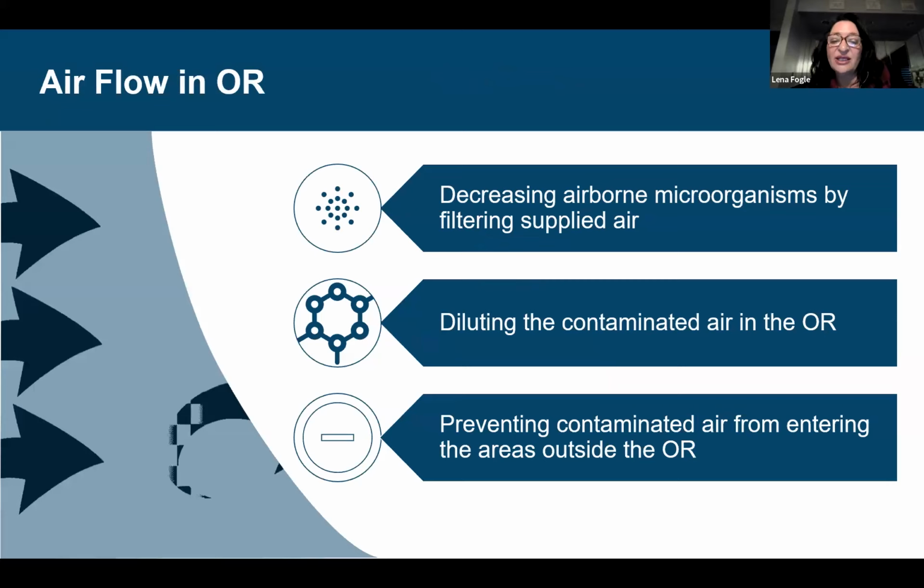And some of those things, we touched on this, the airflow in the operating room could not be more important to preventing surgical site infections. It is the number one thing. So you want to decrease the airborne microorganisms by filtering the supplied air, diluting the contaminated air through your exchanges. That's what you're doing when you are creating your air exchanges in the operating room. You are diluting the contaminated air, thus reducing the amount of contamination.